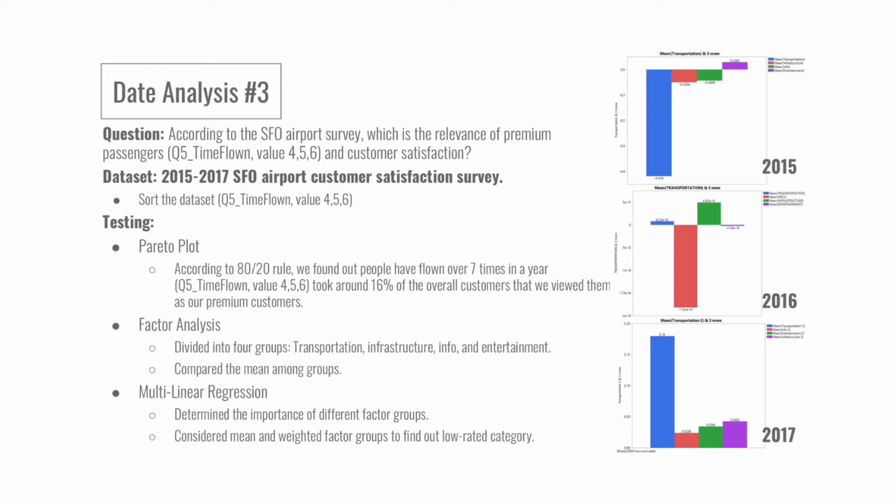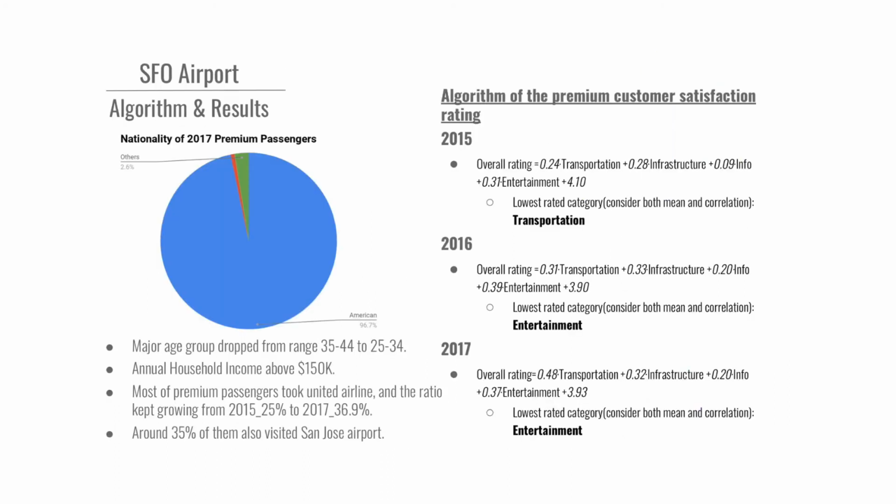Note that in this question, the absolute loading value of variable Wi-Fi is high enough to group into factors. From the result, we can tell that throughout the years, premium passengers' focus has moved from transportation to entertainment. Demographically, the major age group shows a trend of rejuvenation, dropping from early 40s to early 30s, and United Airlines is the airline company that carried most premium passengers' flights. Besides, around 35% of premium passengers had also visited San Jose Airport, which made it a strong competitor for San Francisco Airport.